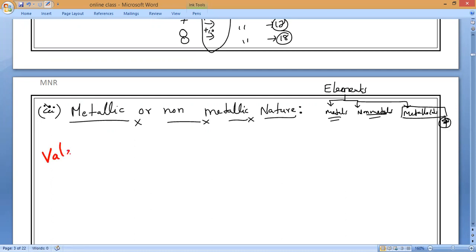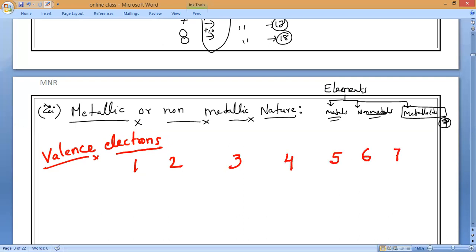Valence electrons, not valency. Valency we will study next. I am talking only about valence electrons. So don't confuse valency and valence electrons. Valence electrons means the number of electrons present in the outermost shell. Valency is different and valence electrons is different. Be careful. Maximum how many electrons can we keep in the valence shell? 8 electrons. We should remember that.